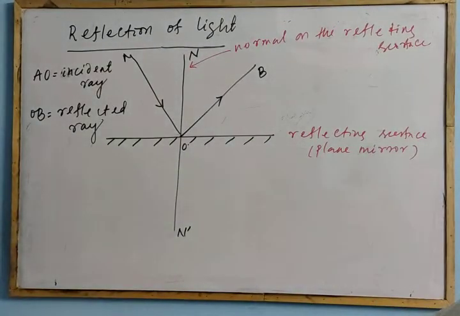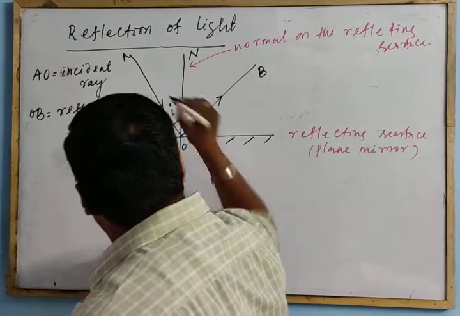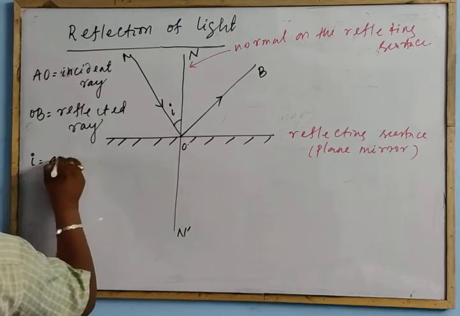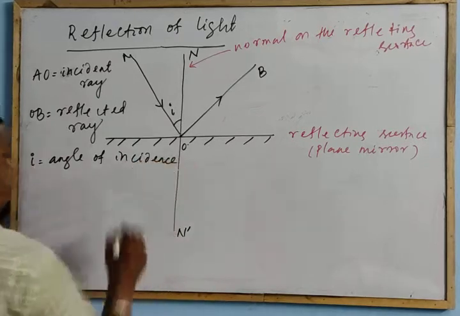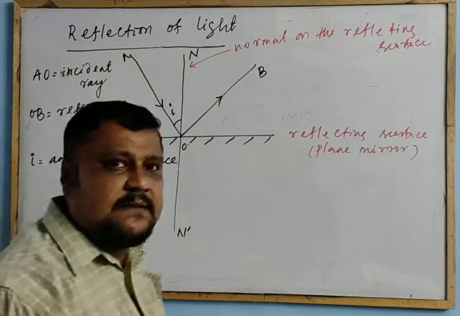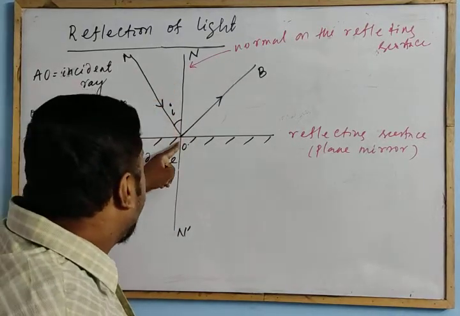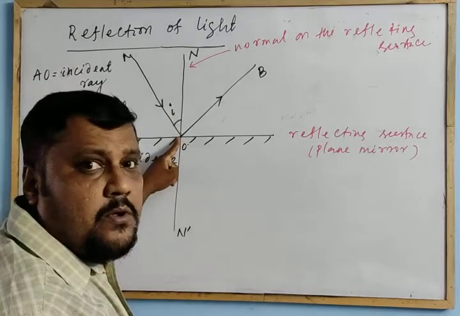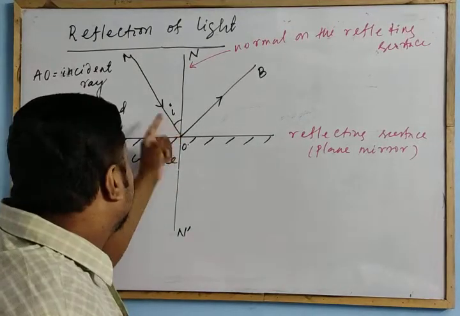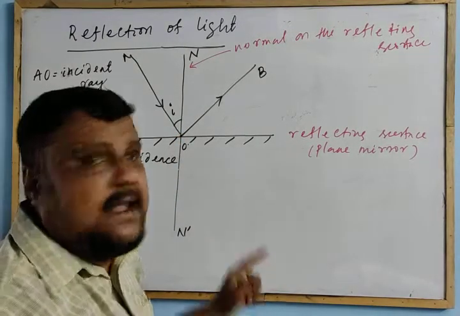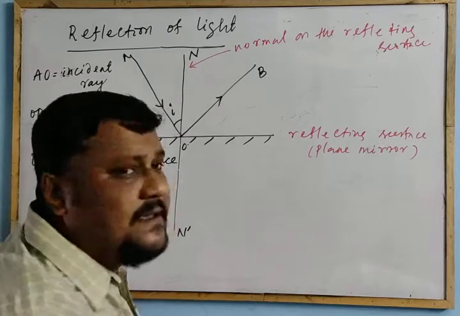Right. So next, another step. This angle I is the angle of incidence. What is the angle of incidence? It is the angle between the incident ray and the normal NO, the normal to the reflecting surface at the point of incidence. At that point of incidence, I have drawn this normal. So this is the incident ray, and this angle is called the angle of incidence.